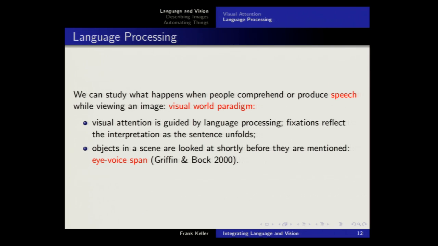Moving on to language processing, people have then used the fact that fixations on an image reflect what people are thinking, what they're processing at that point. They've used that to also study language processing. And you can do this by showing people an image and giving them a sentence at the same time. You can either do production, where people have to speak a sentence, or you can do comprehension, where they listen to a sentence at the same time. And in both cases, people's fixations on the scene reflect their language processing.